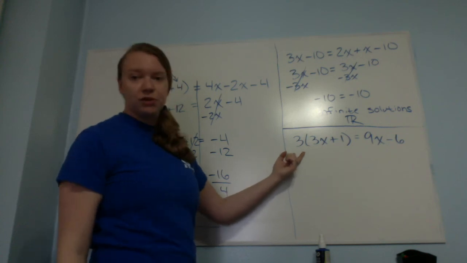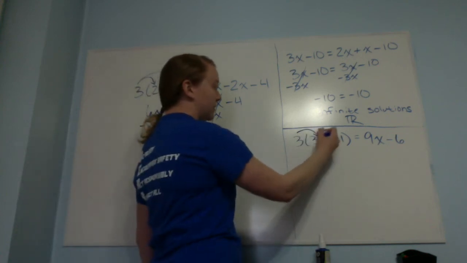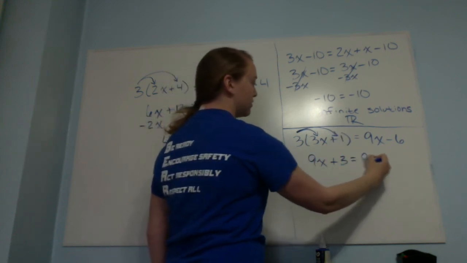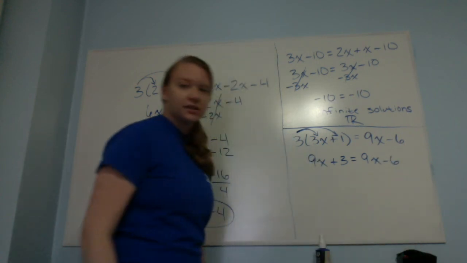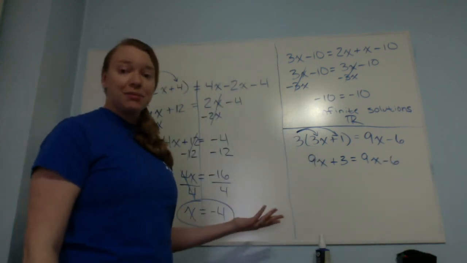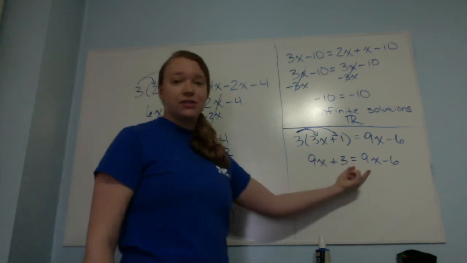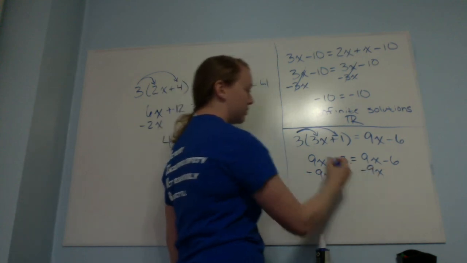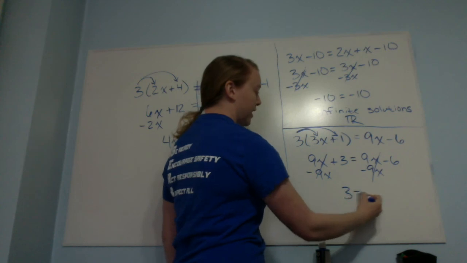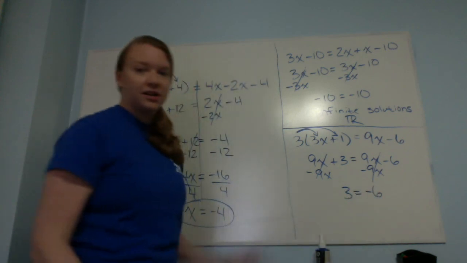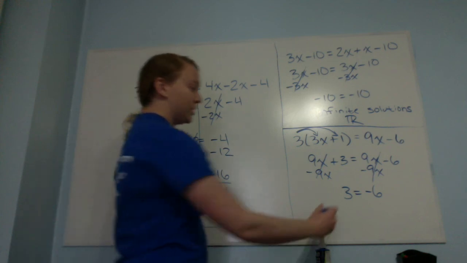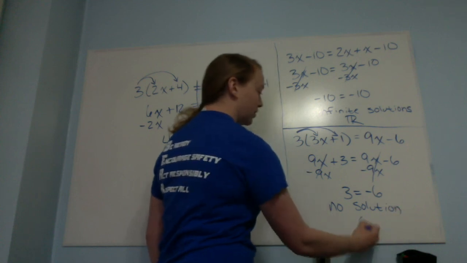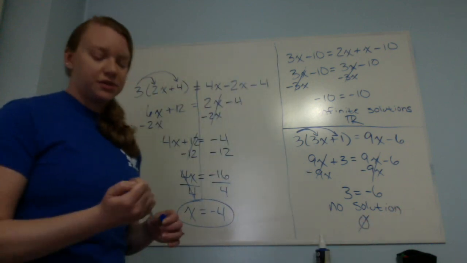So again, we want to distribute first if we can. So I have 3 times 3x and 3 times 1. So I have 9x plus 3 equals 9x minus 6. Now notice that we don't have the exact same thing on both sides, but we do have this 9x on both sides. So if I subtract 9x on both sides, I am now left with positive 3 equals negative 6. Obviously that's not true, right? So this is where we have no solution. And again, you must write that out or use the symbol with the 0 with the slash through it.